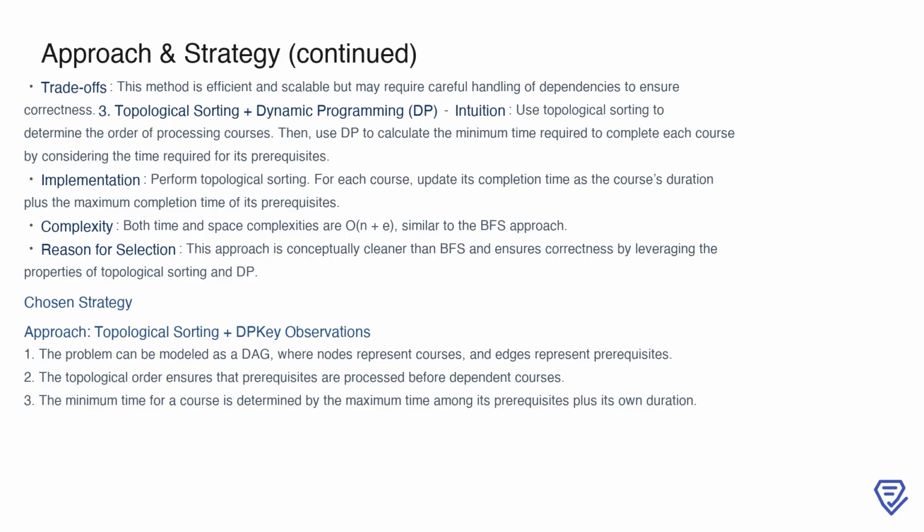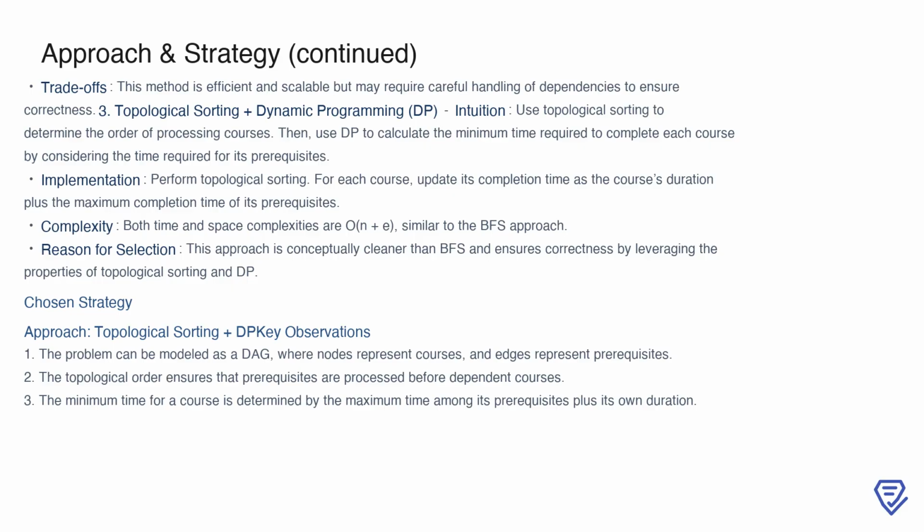Next, we consider an alternative strategy that builds on topological sorting but incorporates dynamic programming, or DP. Here, topological sorting is again used to determine the order of processing courses. However, instead of propagating completion times using BFS, we use a DP approach to calculate the minimum time for each course.